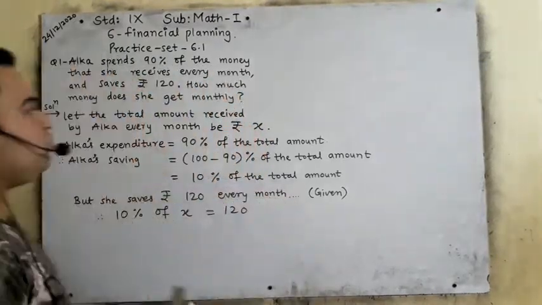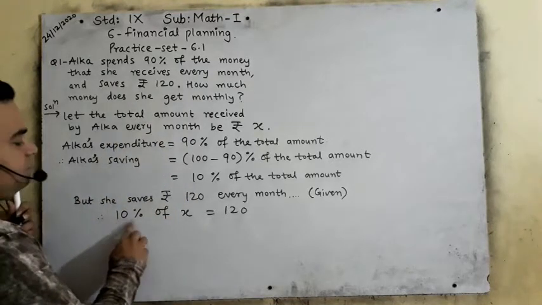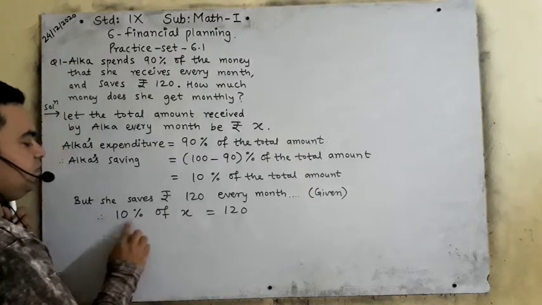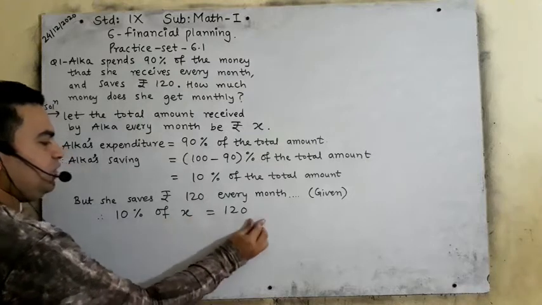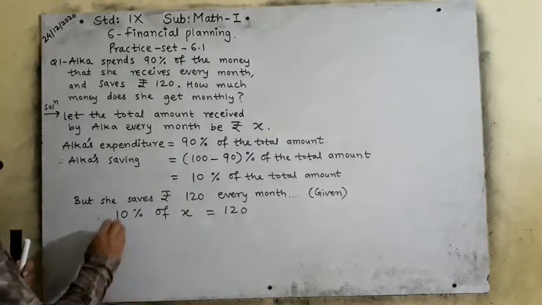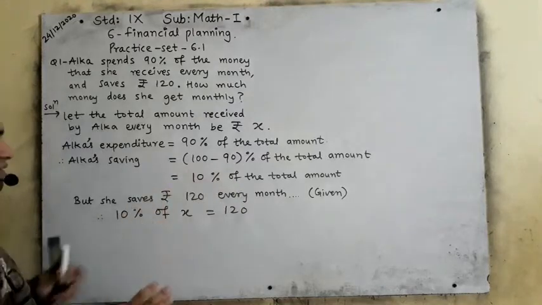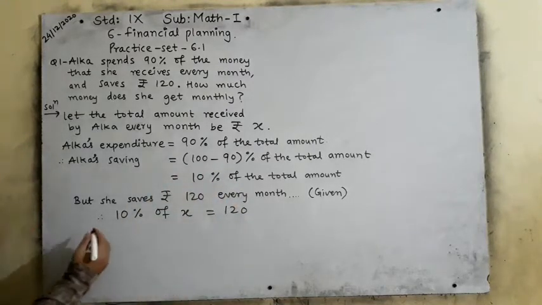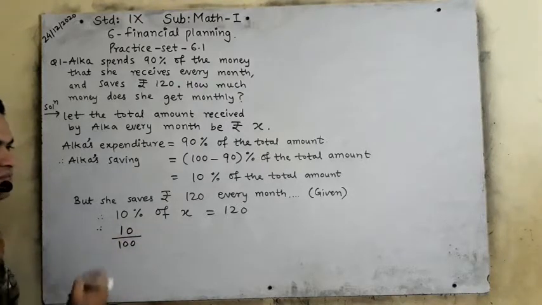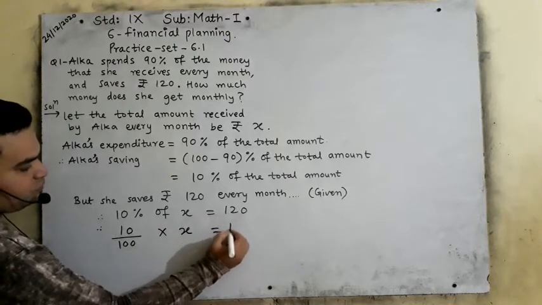So we want to know how much amount she received every month. So what do we do here? 10% of X, meaning 10% of the received amount, is 120. That means 10% of the amount is 120. Clear? Again, 10% of the amount received by Alka is 120. So what we will do is write it down and solve it. 10% means 10 upon 100. Of means multiplication. X multiplied, is equal to 120.